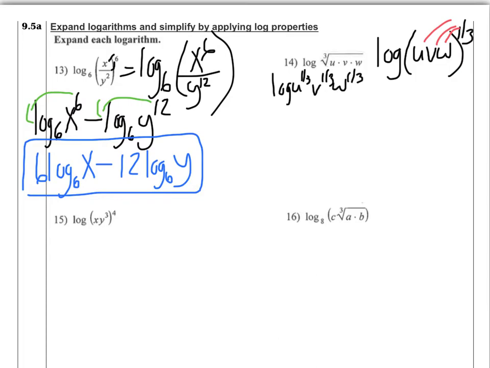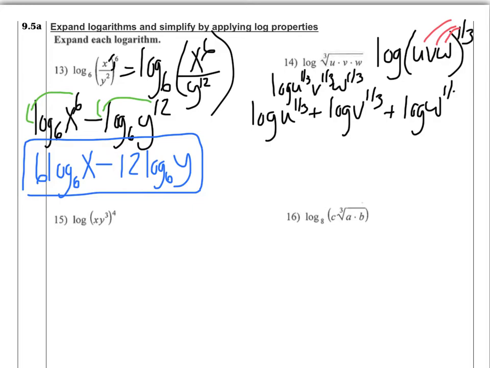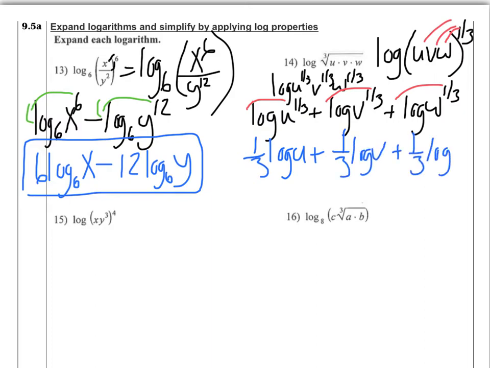Now let's go ahead and pull apart multiplication into addition. So log u to the 1/3 plus log v to the 1/3 plus log w to the 1/3. We're then going to wrap it up by bringing the exponents forward, and our final answer is 1/3 log of u plus 1/3 log of v plus 1/3 log of w. And this is considered fully expanded.